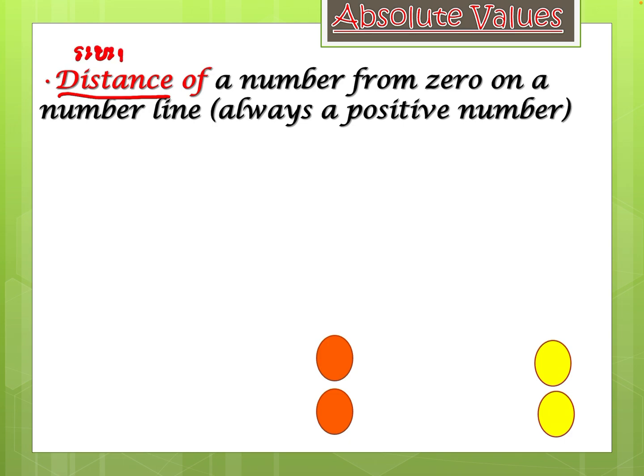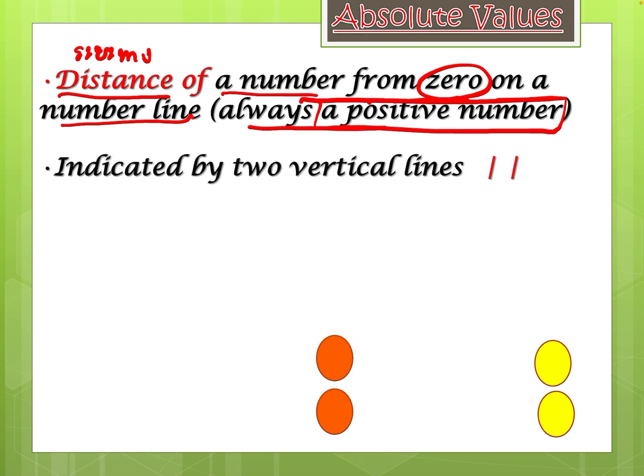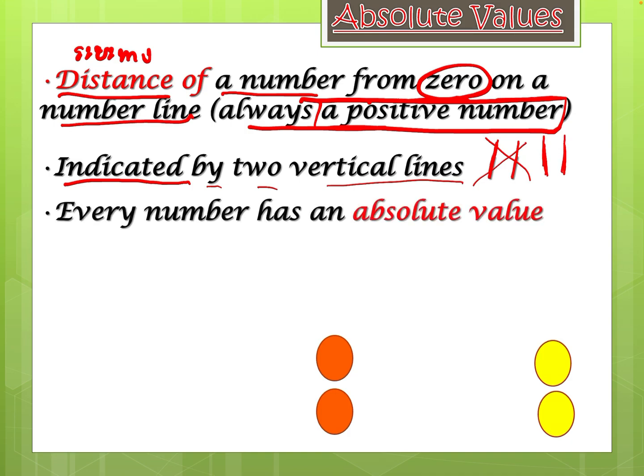Distance ระยะทางนะคะ. Absolute value is the distance of a number from zero on a number line, always a positive number, indicated by two vertical lines. จริงๆมันจะต้องสูงกว่านี้นิดนึงนะคะแล้วต้องไม่เอียงจริงๆควรจะต้องตั้งตรงแบบนี้เนาะ This one is wrong. It must be vertical, two parallel vertical lines.